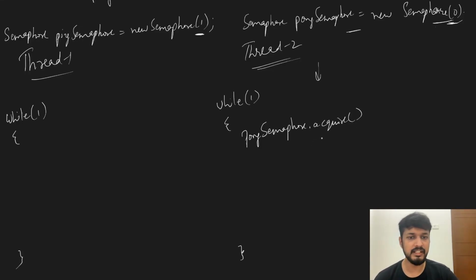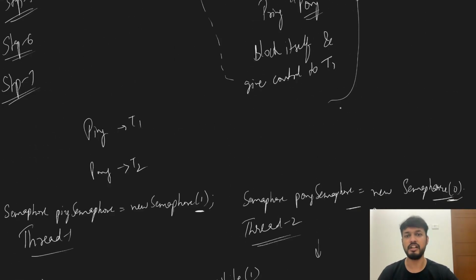So what will happen at this time? Thread 2 will try and acquire the permit that this semaphore has, but as we can see, it has 0 permits. So automatically CPU will go ahead and put this particular thread in block state, right, or wait state. So this is blocked. Our first step is done.